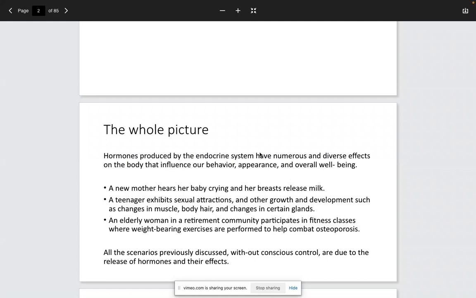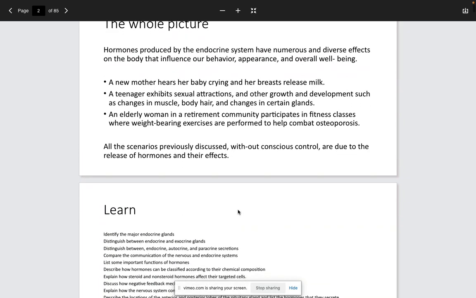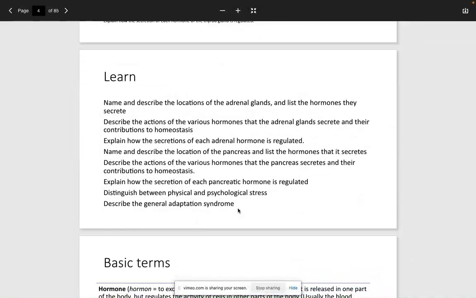And like this last sentence says, all the scenarios previously discussed without conscious control are due to the release of hormones and their effects. Here are going to be the objectives, and this is going to be all inclusive. If you can answer these objectives, then you're going to be successful in this class. You're going to understand what's important. I'm going to try to list these objectives before every class. I think that's a good way to study, by answering the objectives. So again, here's another one.